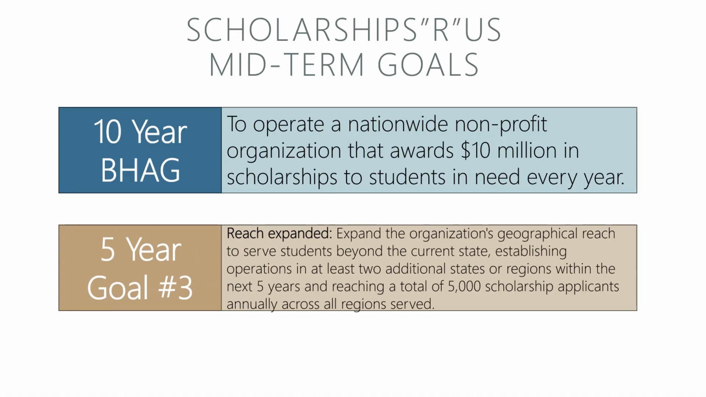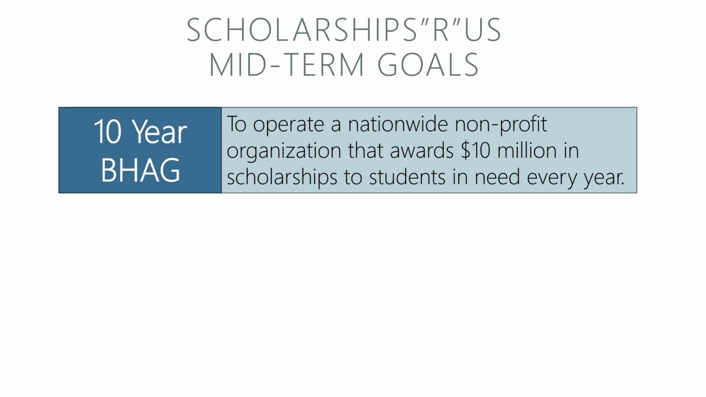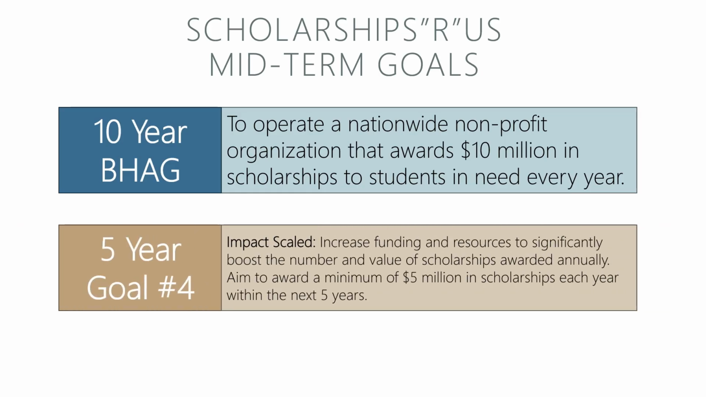3. Reach expanded. Expand the organization's geographical reach to serve students beyond the current state, establishing operations in at least 2 additional states or regions within the next 5 years, and reaching a total of 5,000 scholarship applicants annually across all regions served.